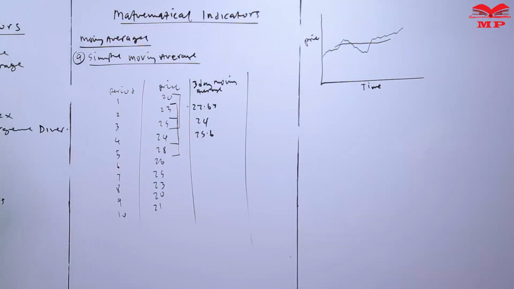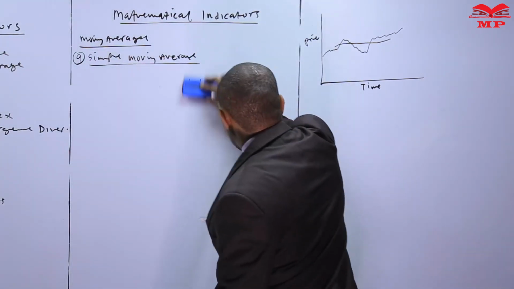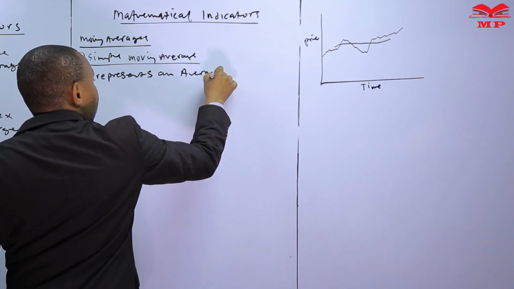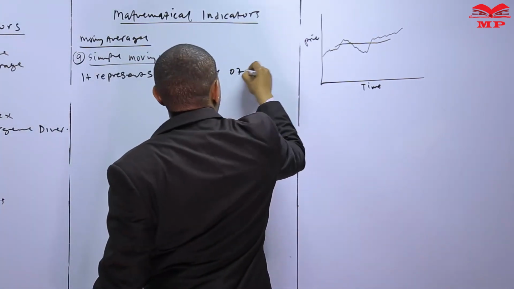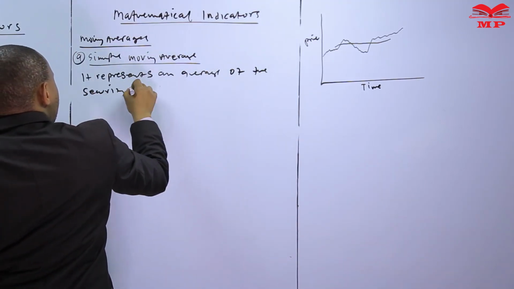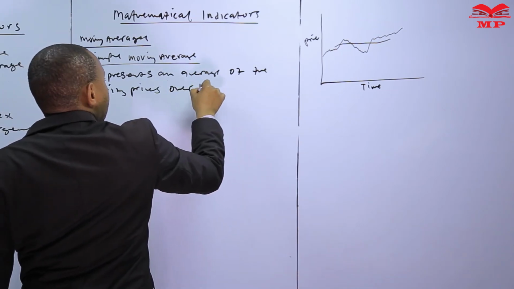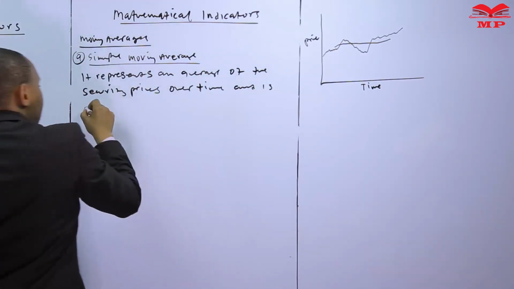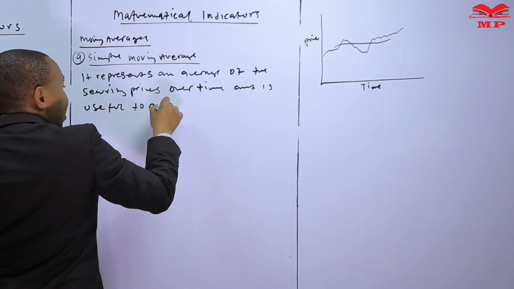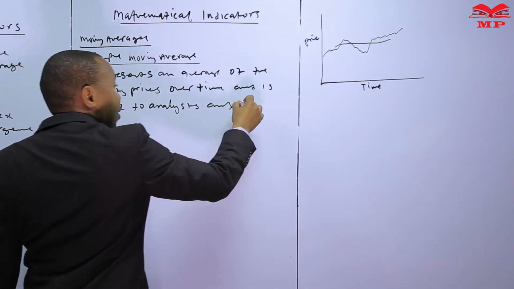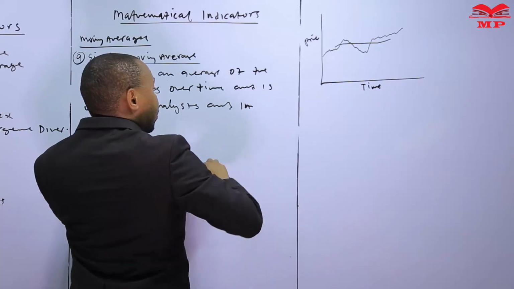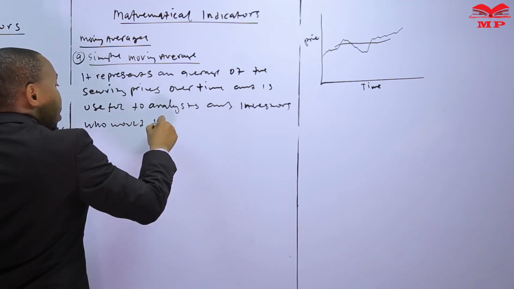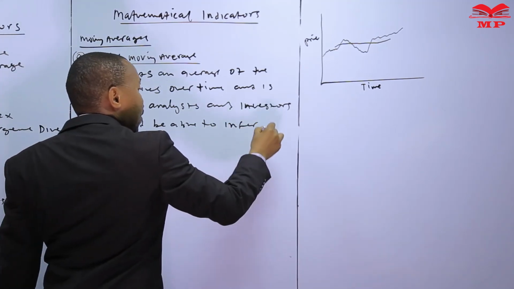So now we can put it in writing and say that it represents an average of the security prices over time, and is useful to analysts and investors who would be able to infer a trend.